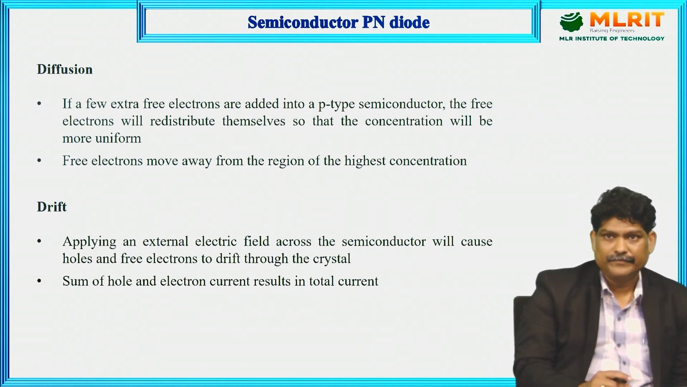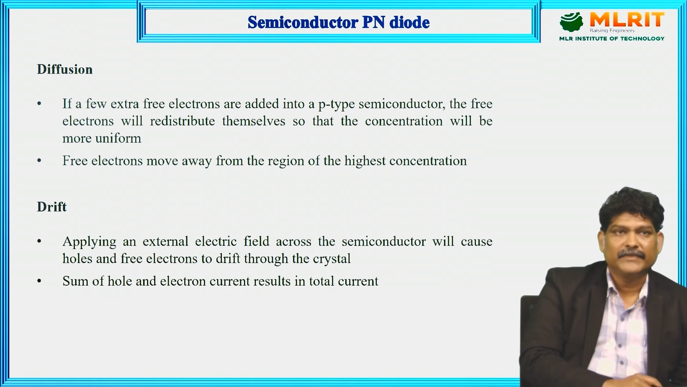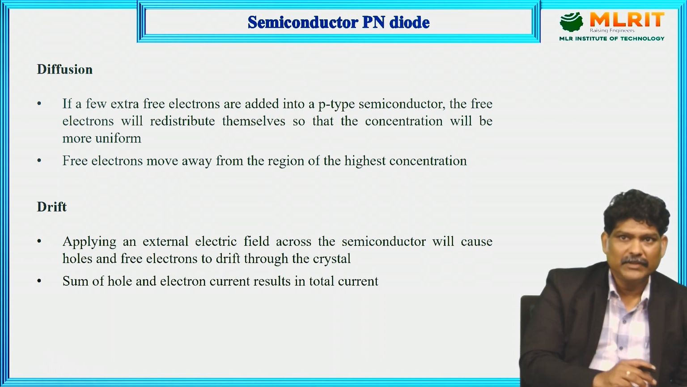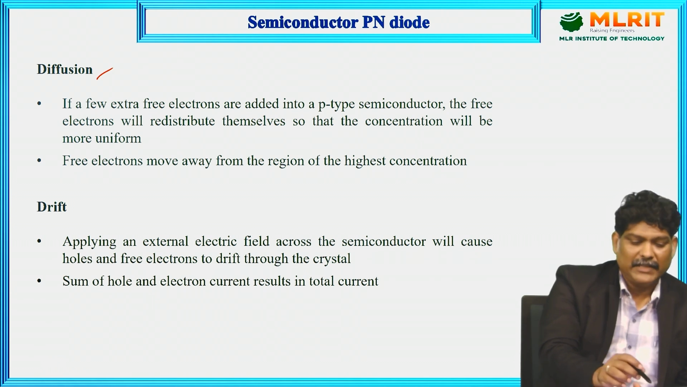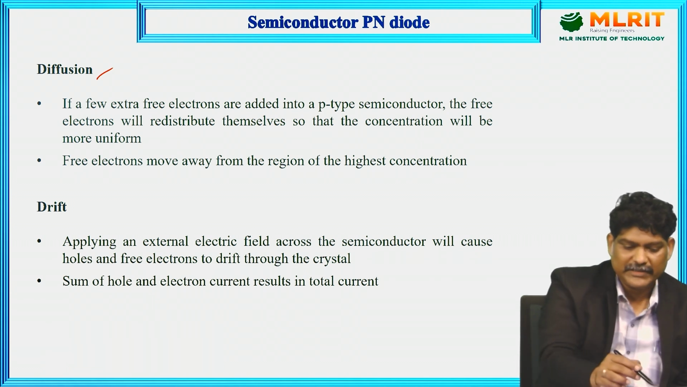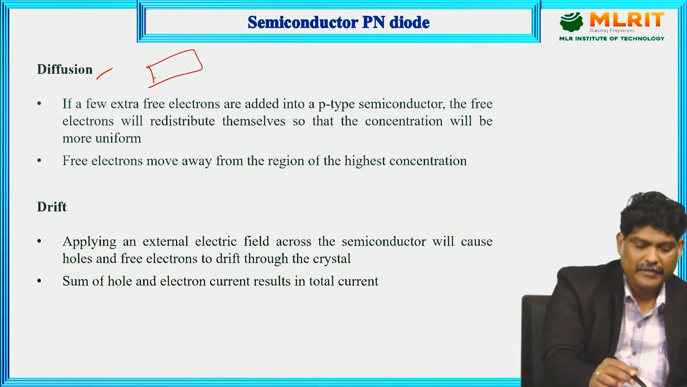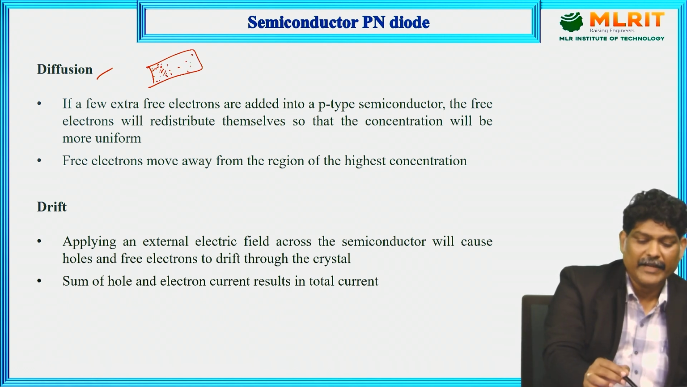Now let us discuss the other information about diffusion and drift. Before going into detail about the PN junction characteristics, we have to know about diffusion. What is diffusion? Diffusion means, for example, a p-type semiconductor which has more holes on one side and fewer holes on another side.